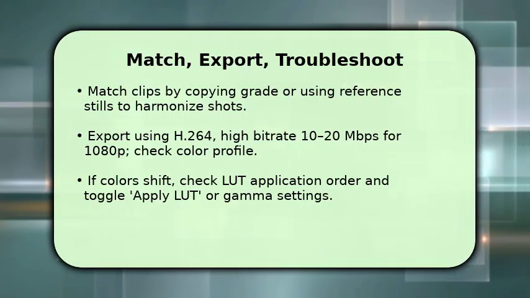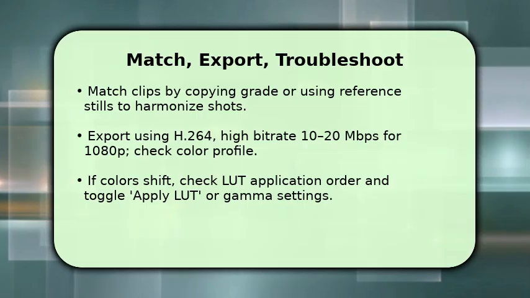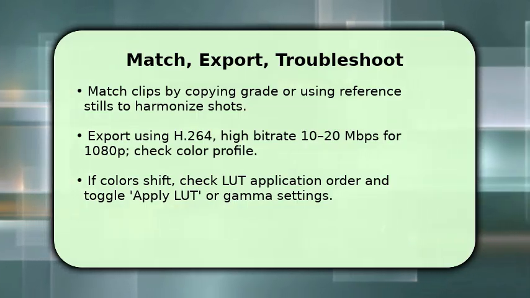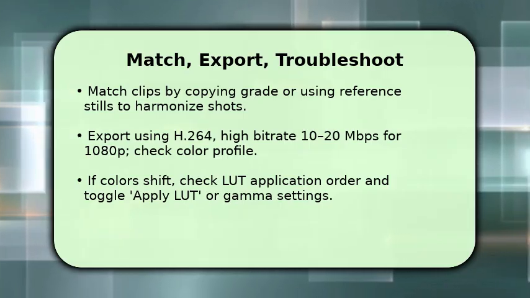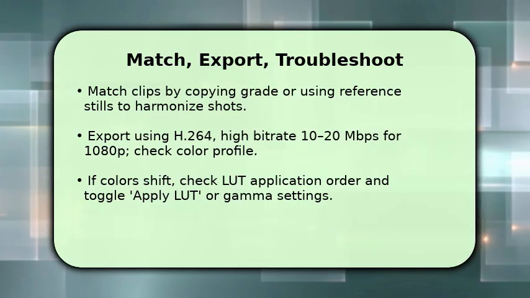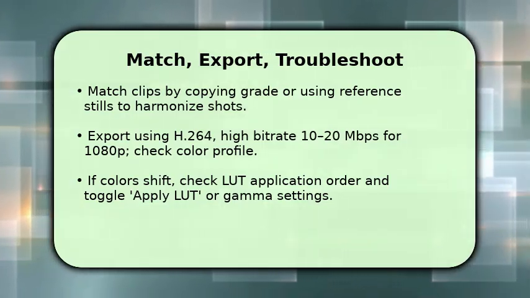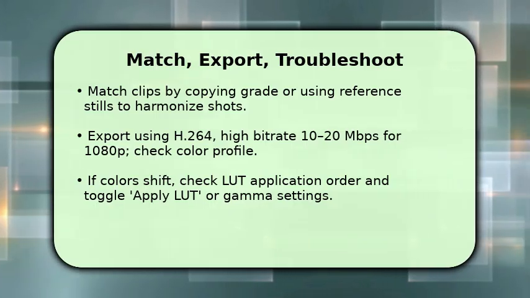Before exporting, choose H.264 and a higher bitrate for 1080p, confirm the color profile matches your destination, and render a short test clip. If colors look wrong after export, inspect LUT order and whether gamma or HDR options were toggled. Reapply or disable the LUT and re-export.